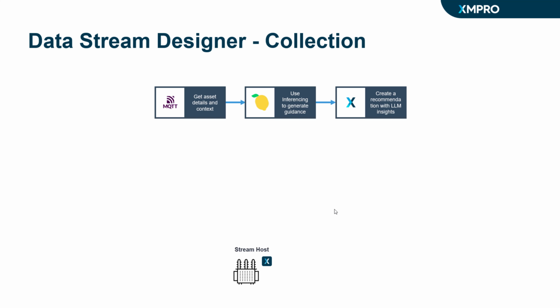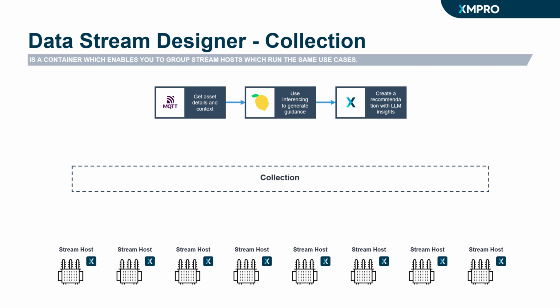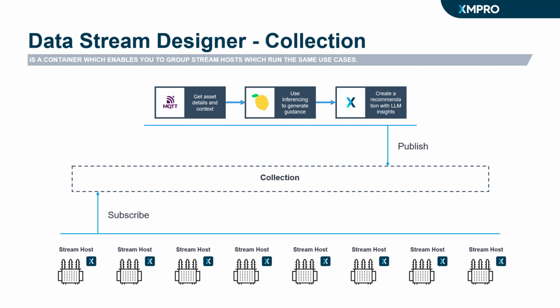The question comes, how do I take one data stream and replicate that across multiple stream hosts? We do that through a concept called collections. Collections allow us to have multiple stream hosts running with only needing one definition of a stream. We publish a stream to a collection. All the stream hosts at the bottom automatically subscribe to that collection, and they start executing the logic.